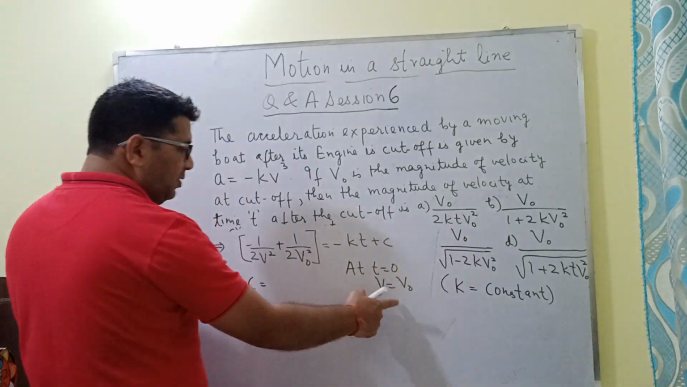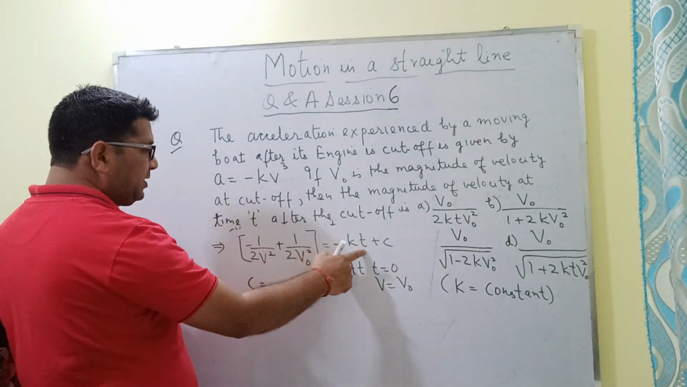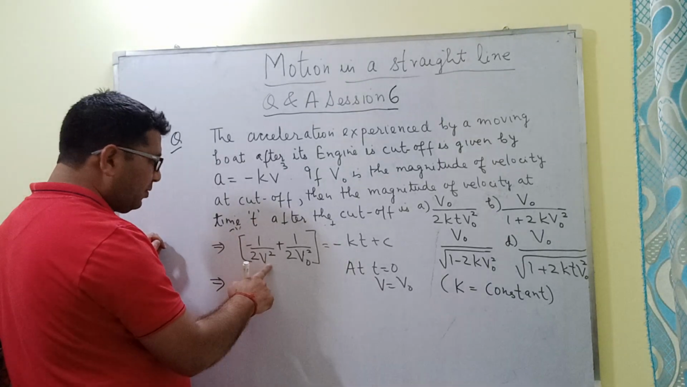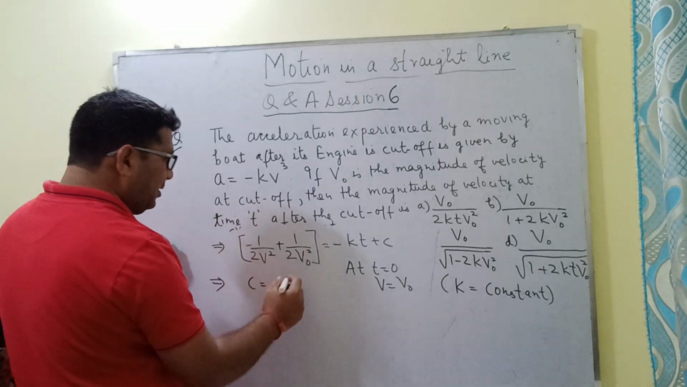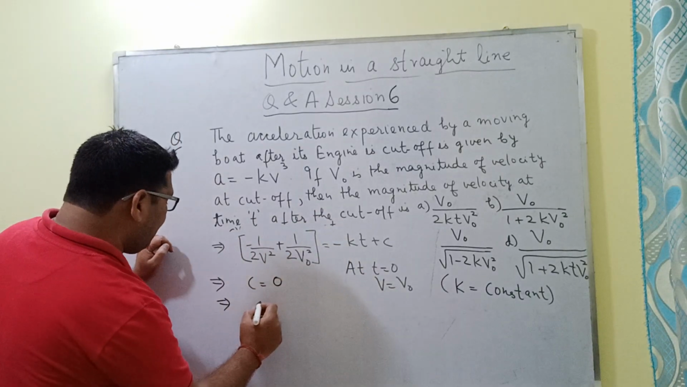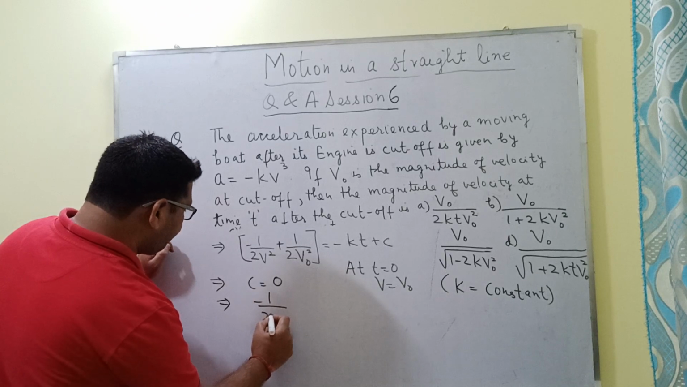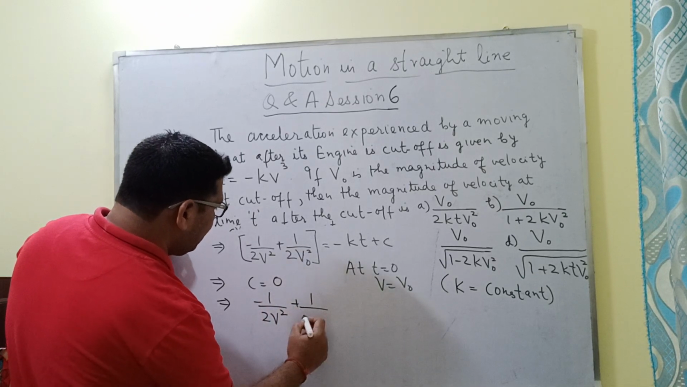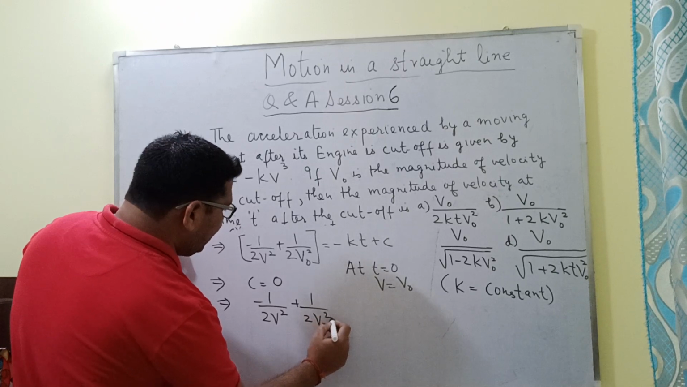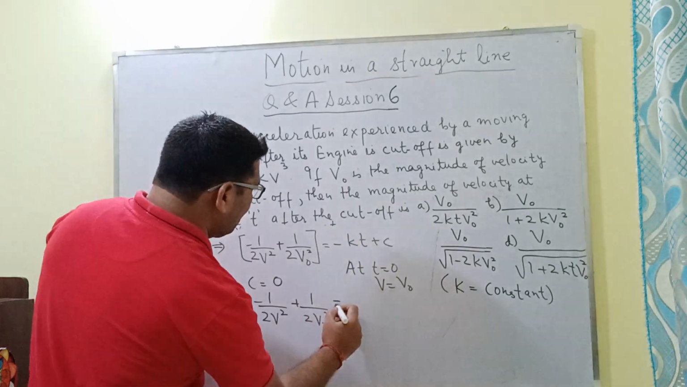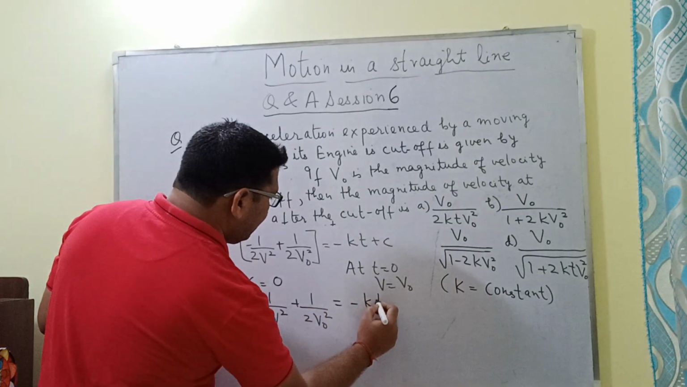So at t is equal to 0, v is equal to v naught. So if I put the value of t is equal to 0 here, and if I put the value of v is equal to v naught, then c will be equal to 0. So finally, the equation I am getting is that minus 1 by 2 v square plus 1 by 2 v naught whole square is equal to minus kt.